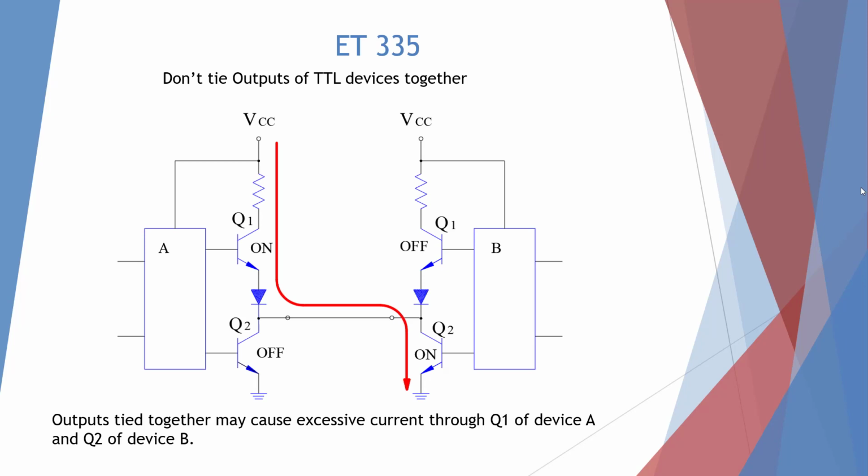Here we have one of the big no-nos of TTL devices. We never tie the outputs of TTL devices together, because we could have one transistor on from power and the other transistor hooked to ground, and this is a direct short and will destroy the internal circuitry. So this is no good.